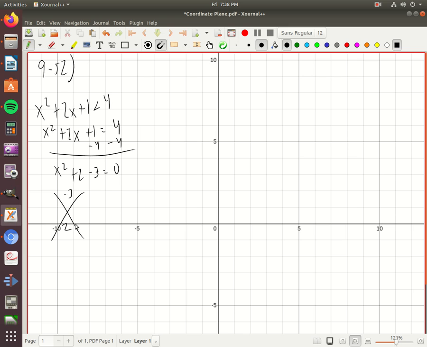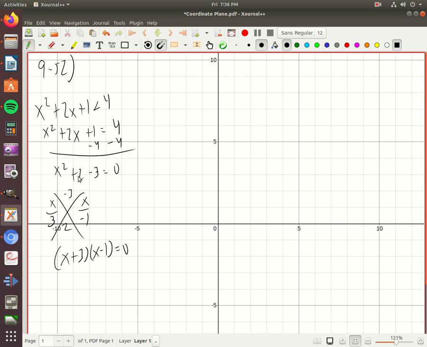I get negative 3 and 2. I get 1x. It looks like 3 and negative 1 are going to work. 3 times negative 1 is negative 3. 3 minus 1 is 2. So my equation is going to be (x plus 3)(x minus 1) is equal to 0.